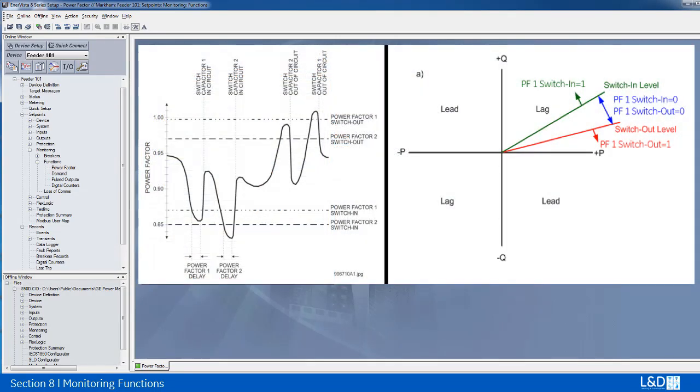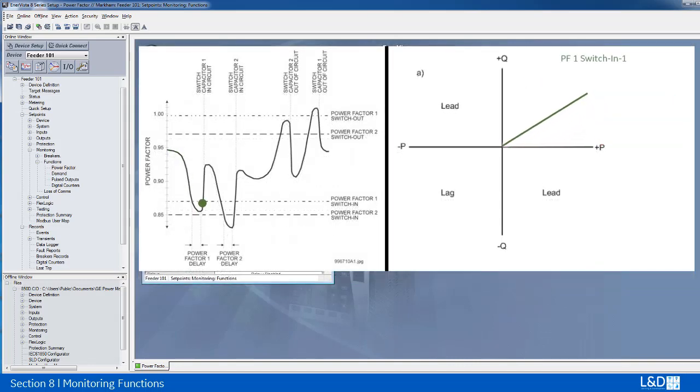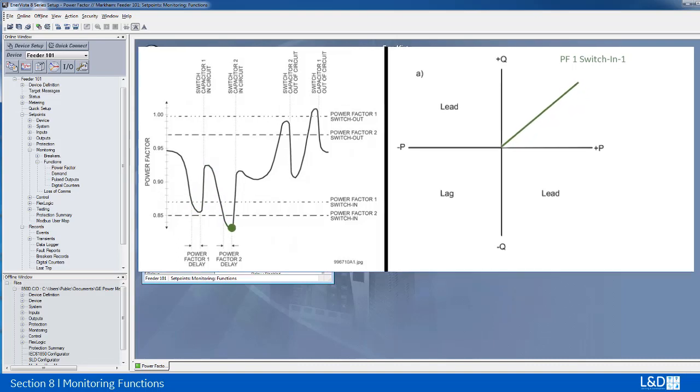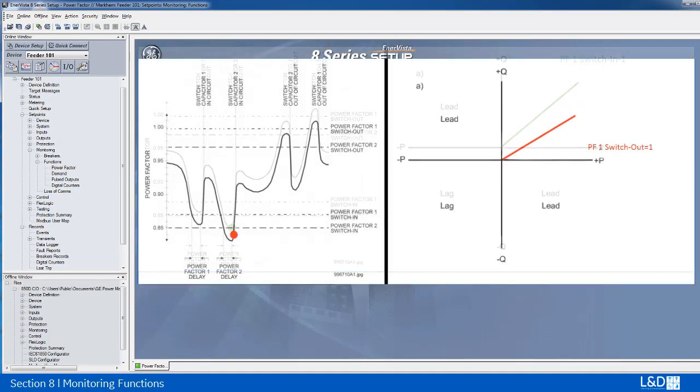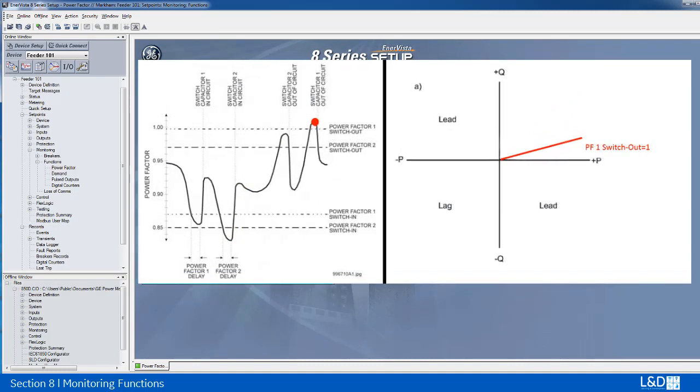When the measured power factor becomes more lagging or leading than the switch-in level, the relay operates a user-selected output contact to control the connection of the capacitor bank. After entering this state, when the power factor becomes less lagging or leading than the power factor switch-out level, the relay resets the output contact to the non-operated state.